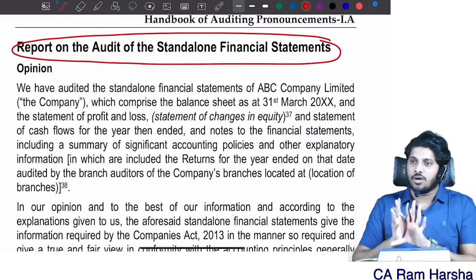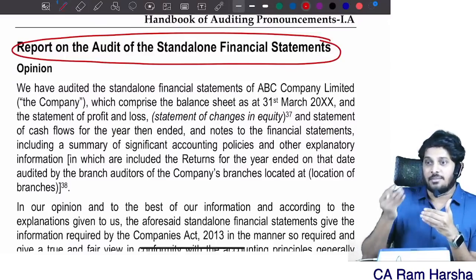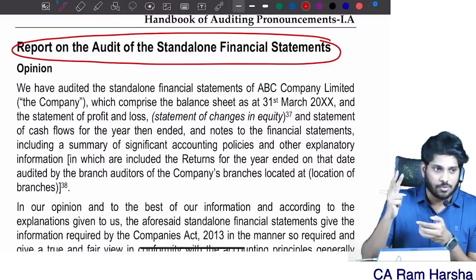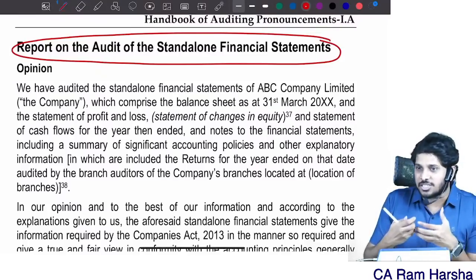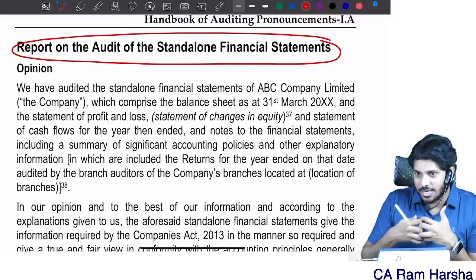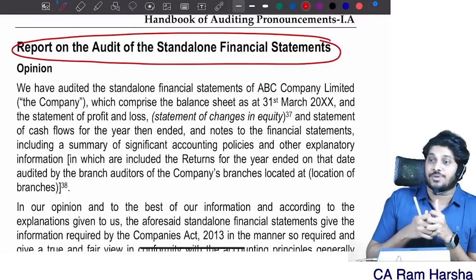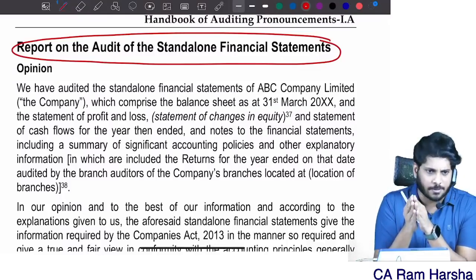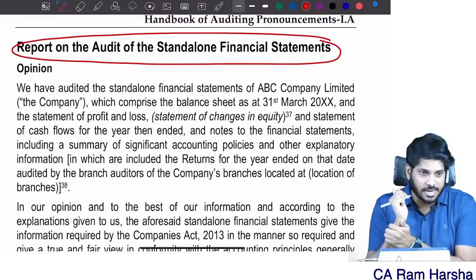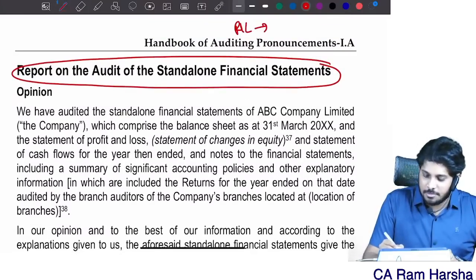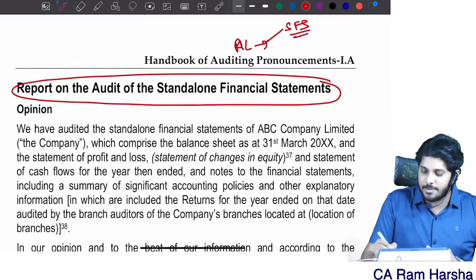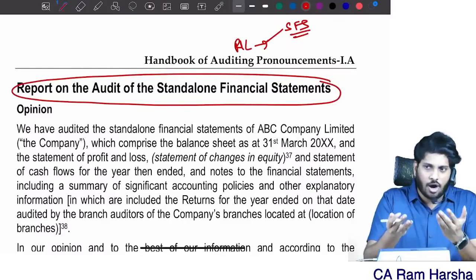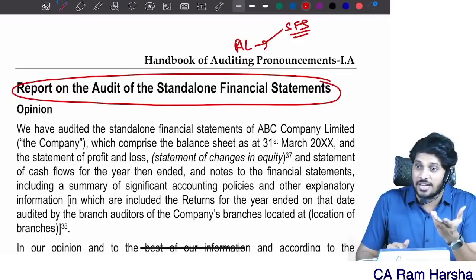Now, when I'm auditing a company which has a subsidiary company, naturally that company will be preparing two sets of financial statements. One, that company's own separate financials, which are called standalone financials. And the group consolidated financials, meaning that company plus subsidiaries put together, combined. That is called consolidated financials. For example, Reliance Industries Limited has prepared separate financial statements, called standalone. Across the world it is called separate financial statements, or in India we call it standalone financial statements.